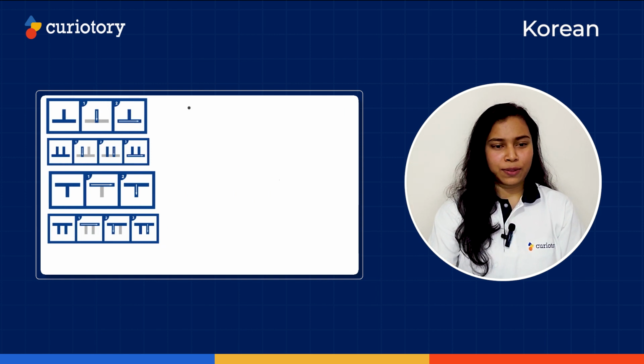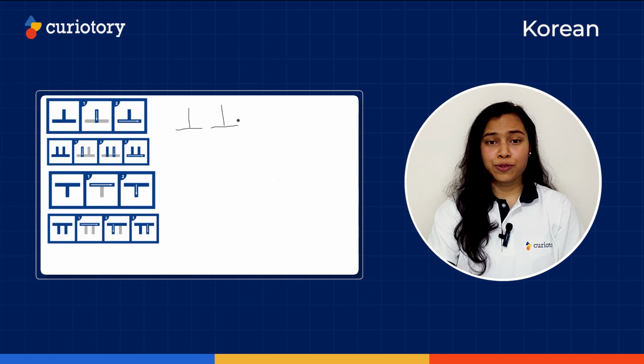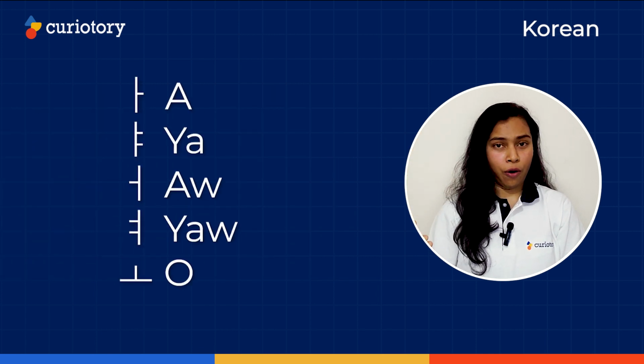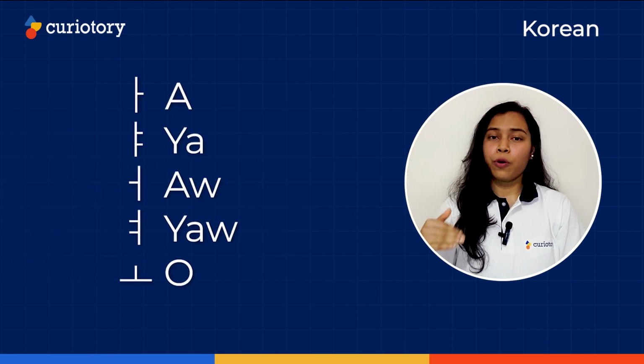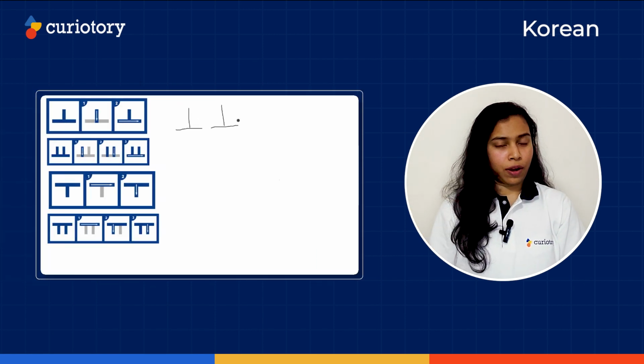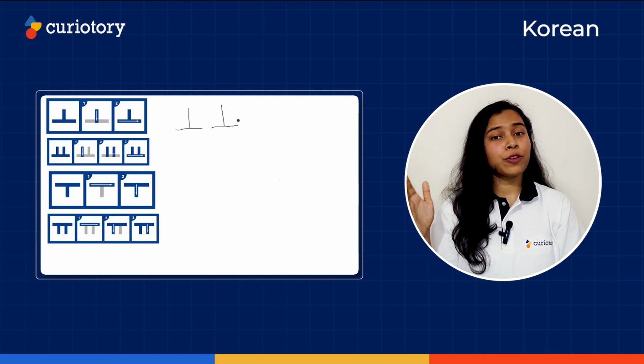Next, we have a fifth vowel, that is of just two strokes. You need to write one and two. So just two strokes and it's done. This is your o. A, ya, o, yo, o. Next we have yo. A, ya, o, yo, o, yo.